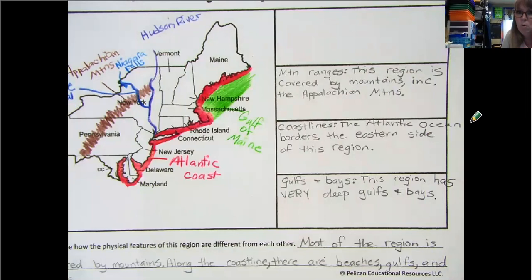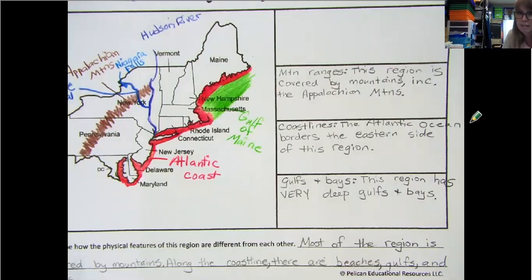Coastlines. The Atlantic Ocean borders the eastern side of this region. Gulfs and bays. This region has very deep gulfs and bays. And then describe how the physical features of this region are different from each other. Most of the region is covered by mountains. Along the coastline, there are beaches, gulfs, and bays. Okay, so we only have one more box to go.